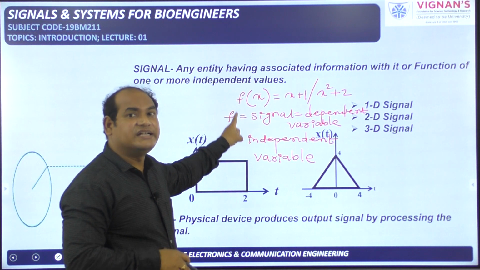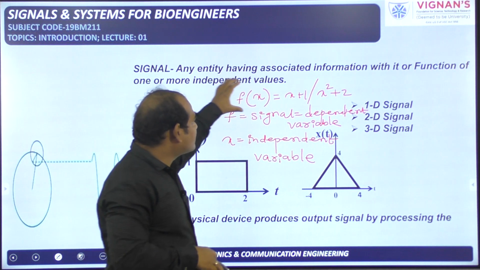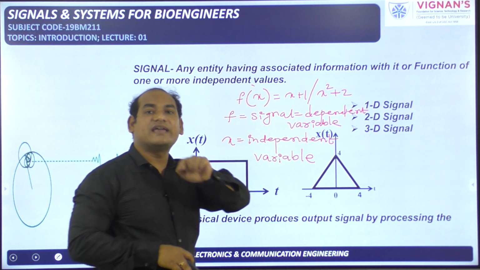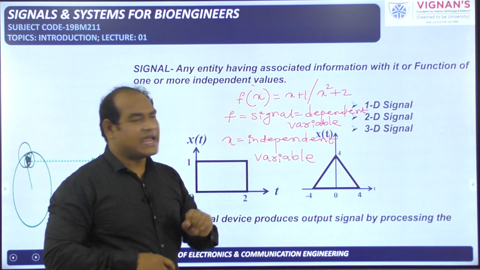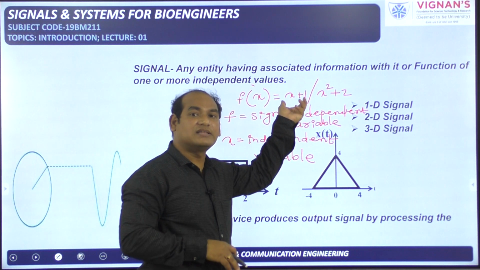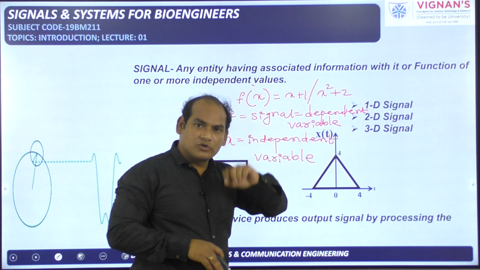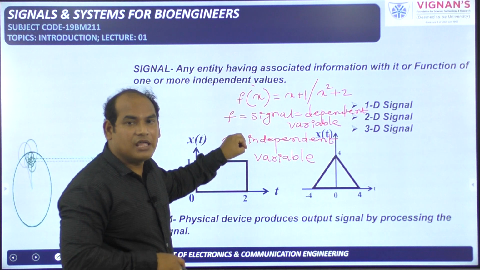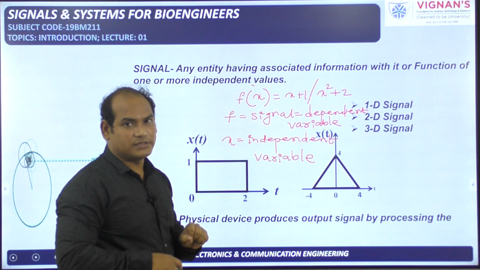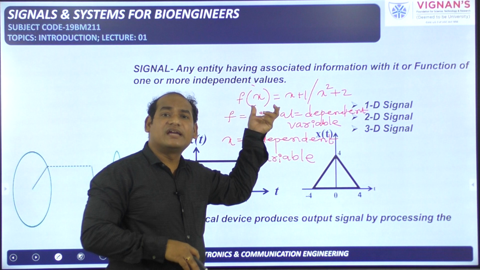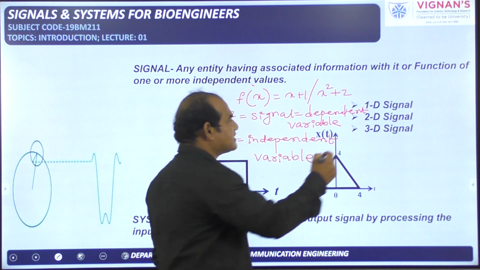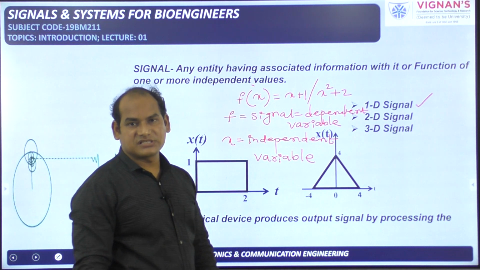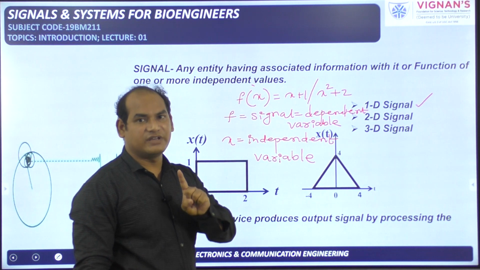Okay, f is defined in terms of x. That means f of x is equal to, if you see this relation, you can take any relation, but it should involve x. X is a variable, and any operation can be done on that x. And one more thing: here f is involving only one independent variable, that is x. Then we can say that is a one dimensional signal. Why is it one dimensional? Because only one independent variable is there.